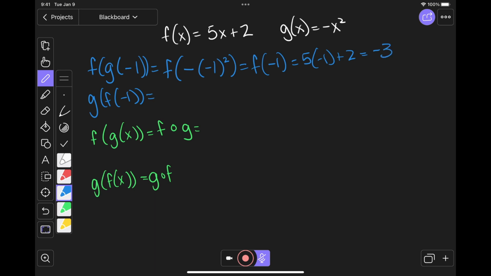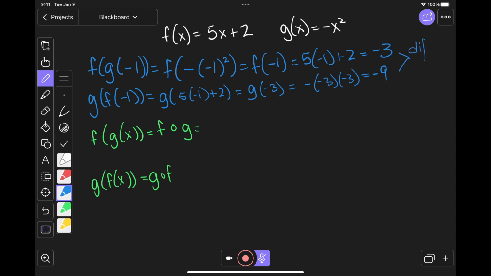If we do it the other way, the -1 goes into F first. So we're going to write this G down here, and we're going to put -1 in F. So 5 times -1 plus 2 equals G of -3. G of -3 is -3 times -3, which is -9. So you can see we get different answers.